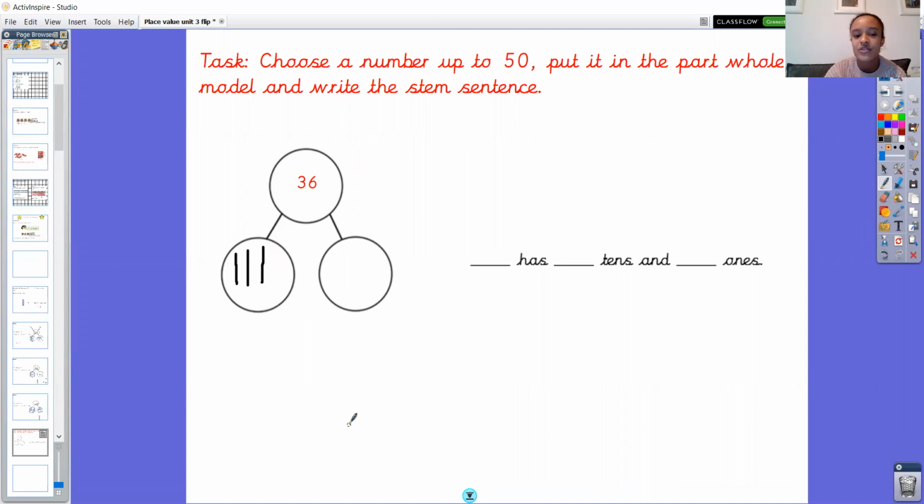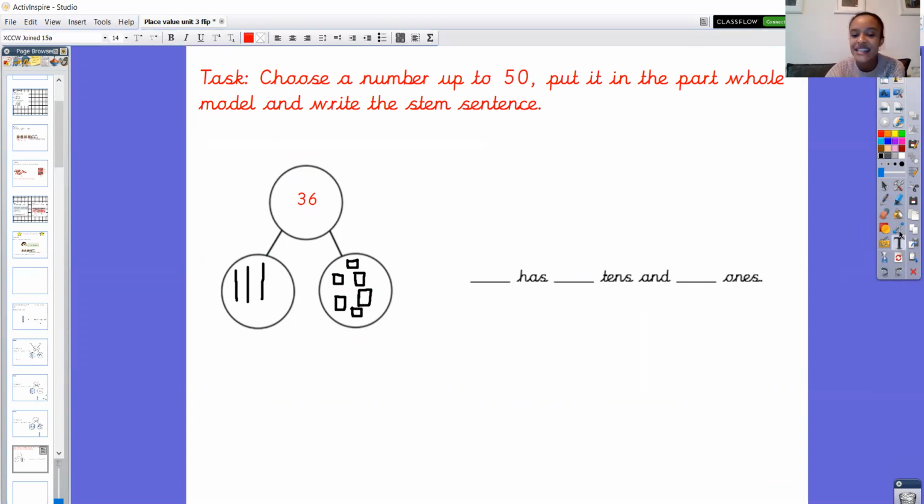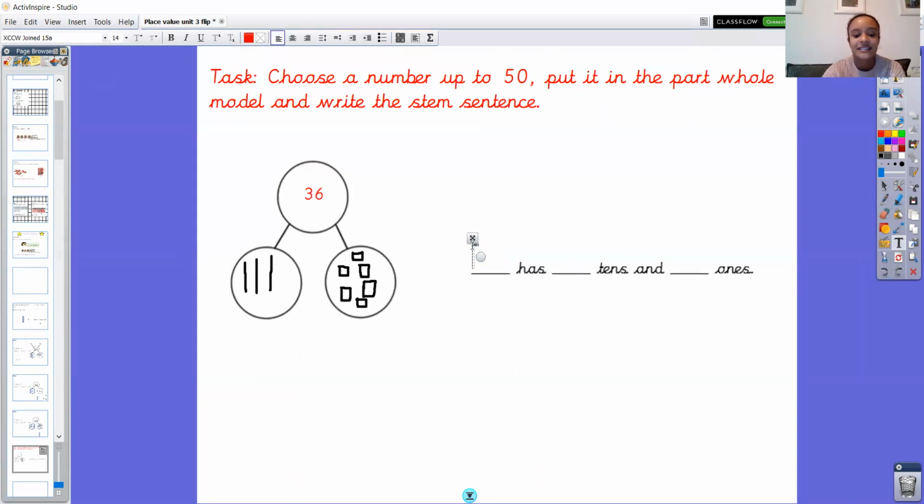How many ones do I need to draw? 6 ones. 1, 2, 3, 4, 5. Oh, that's a big one. Oops. Do that one again. 5 and 6. Okay, now if I count them in my tens and ones, I want to double check I've got 36. 10, 20, 30, 31, 32, 33, 34, 35, 36. Okay, and then I'm going to write the stem sentence. 36 has 3 tens and 6 ones.